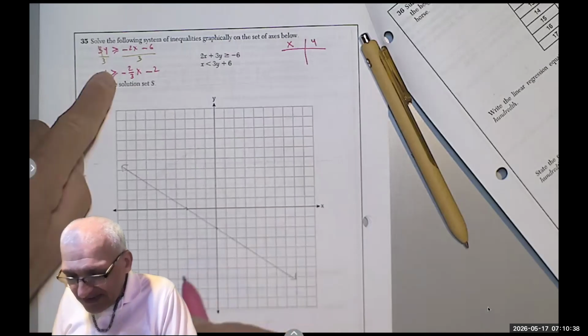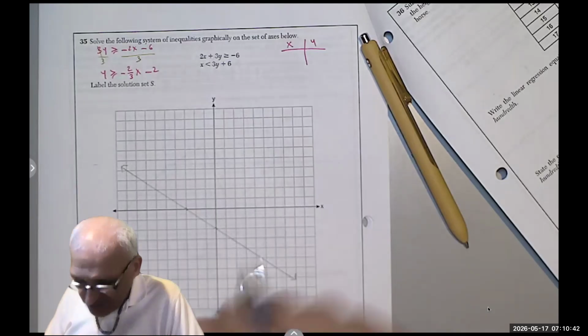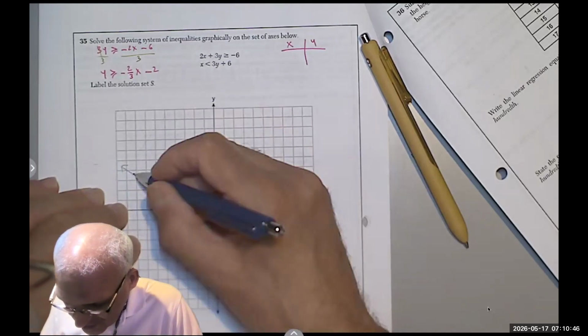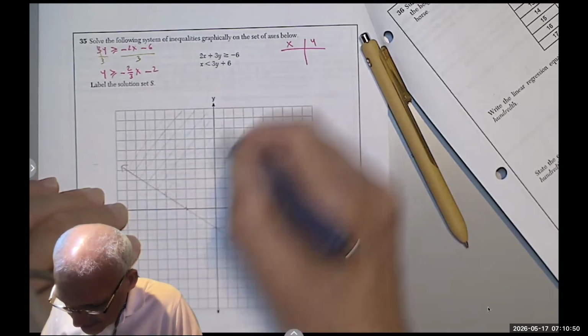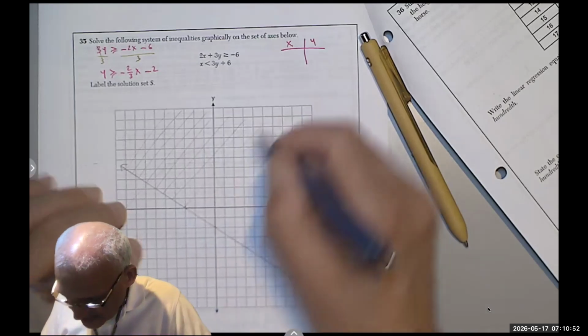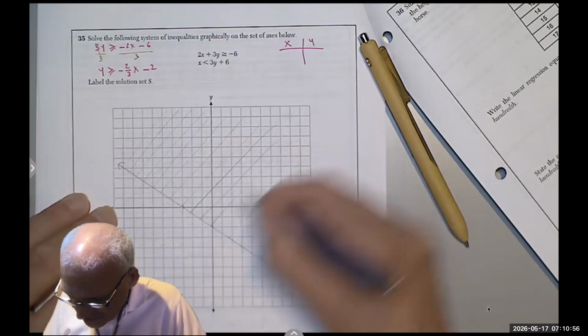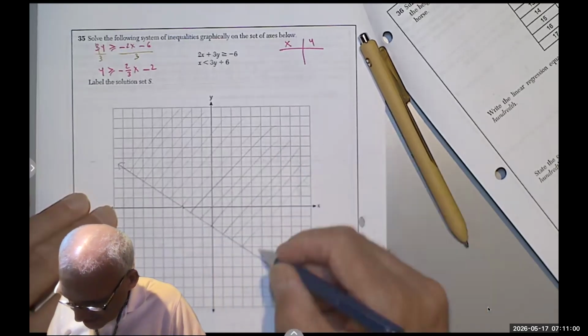And sure enough, y is greater than that. So the feasible area, we call it the feasible region, if you want to know another vocabulary word that may help you later in other courses. So this is the region that we are talking about for the first inequality.